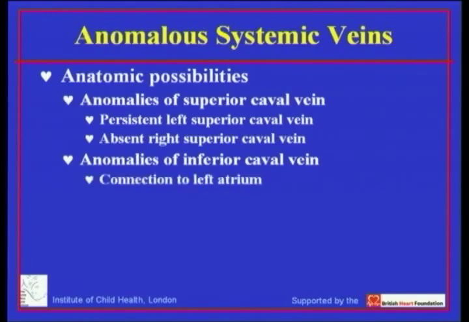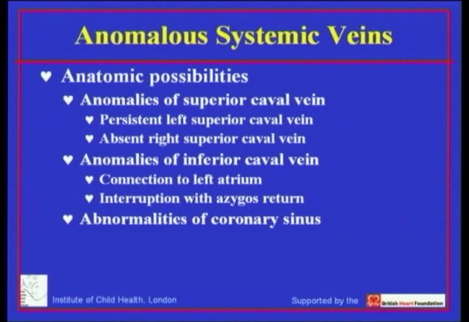Anomalies of the inferior caval vein, connection to the left atrium, important but relatively uncommon. Far more common and of more significance, interruption of the inferior caval venous return with the venous channels coming back to the heart through the azygos system of veins. And although strictly we should divide these into hemiazygos and azygos for left and right sides respectively, we're simply going to talk about an azygos venous system.